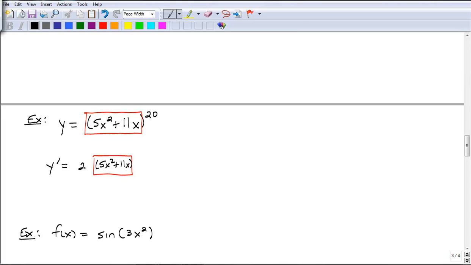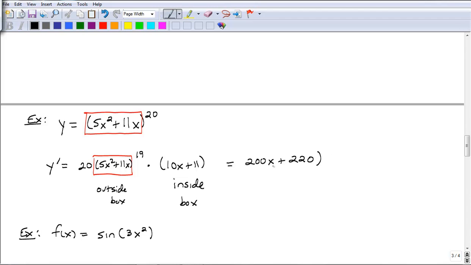So I'm going to leave what's inside the box alone. The 20 comes out front. It goes to the 19th power. That's outside the box. Times the derivative inside the box, which is 10x plus 11. There's not a lot you can do to simplify. I could multiply the 20 through the 10x plus 11. I get 200x plus 220 times 5x squared plus 11x to the 19th. I just multiplied that 20 through.